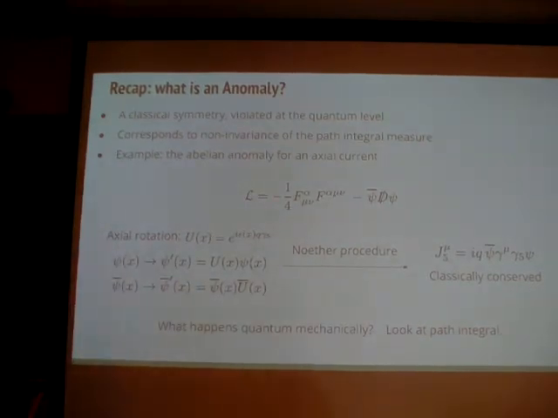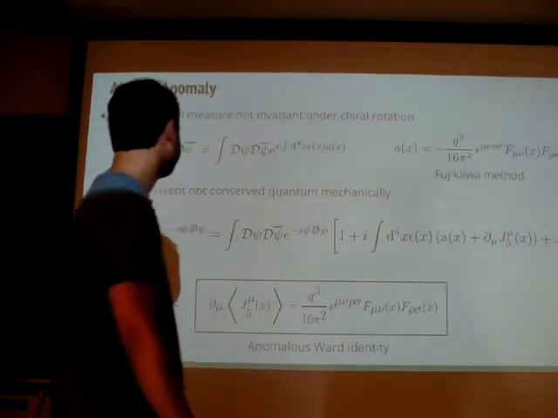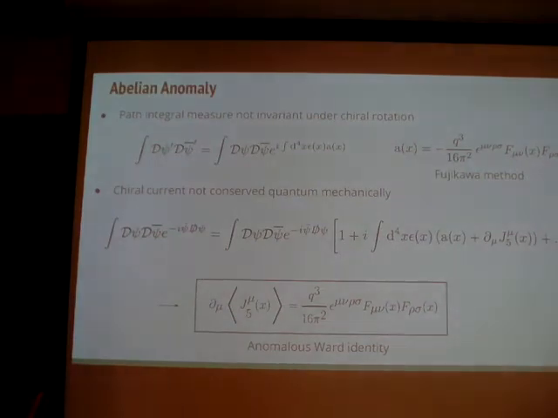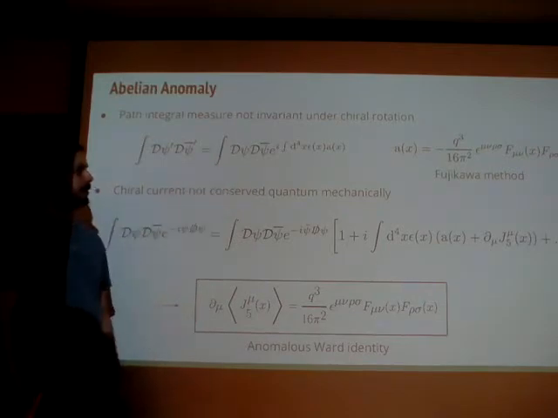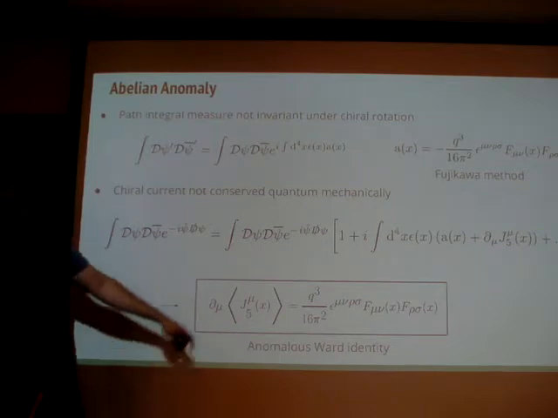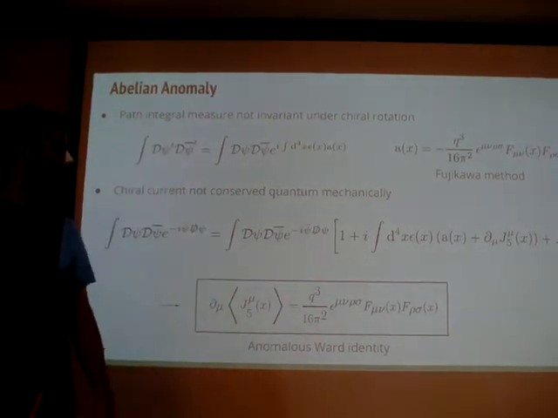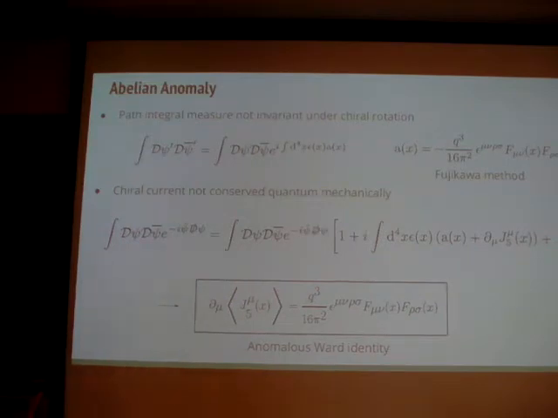The question is, what happens quantum mechanically? And to do that, you need to look at the path integral. So like I said, under an axial rotation, the path integral measure is non-invariant, and this can be seen using the famous Fujikawa method. So we get this extra little factor, which is the anomaly. It goes like F F dual for the gauge field.